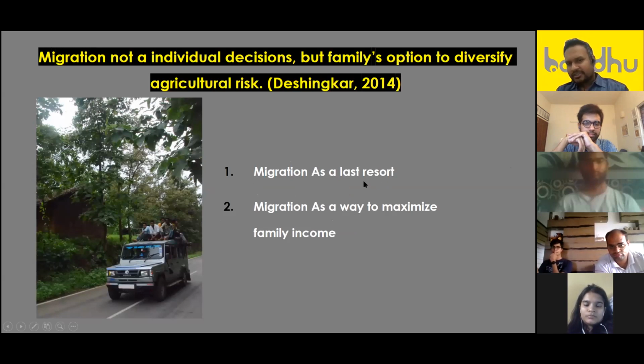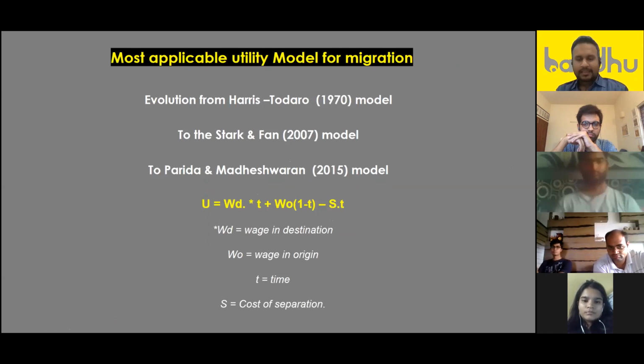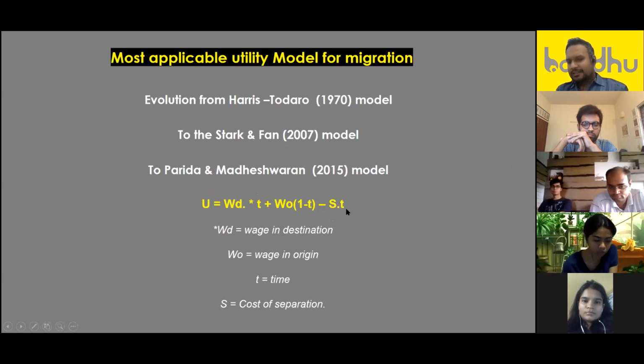Most of the time, migration is either a last resort or a way to maximize the family income, where you say, I have 3 sons, I'll send the youngest to the city, and 2 of them will help me on the farm. So this is building on the work of economists from the 1970s up to 2015. There's something called a utility model. If I may just take a minute to explain it.